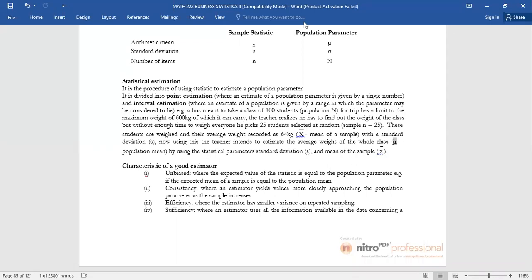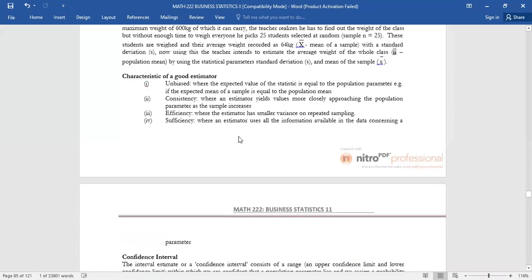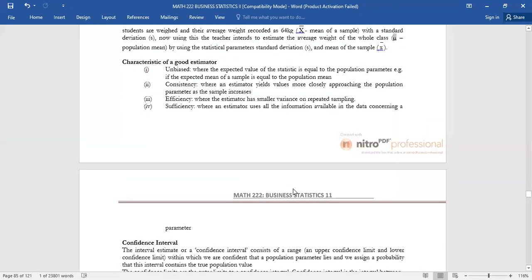Then we have sufficiency. Sufficiency means enough. So where an estimator uses all information available in the data concerning the population, we say that it is sufficient. So this will help the statistician infer or draw a conclusion on the sample to represent the entire population.